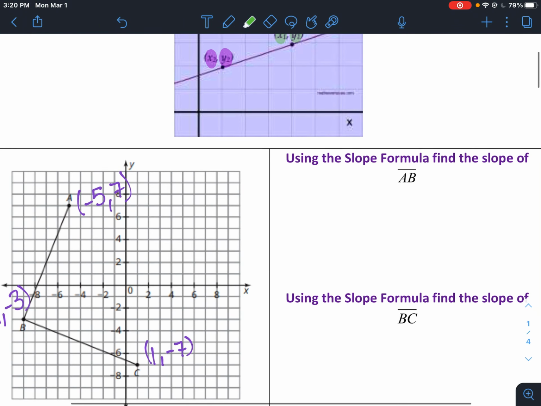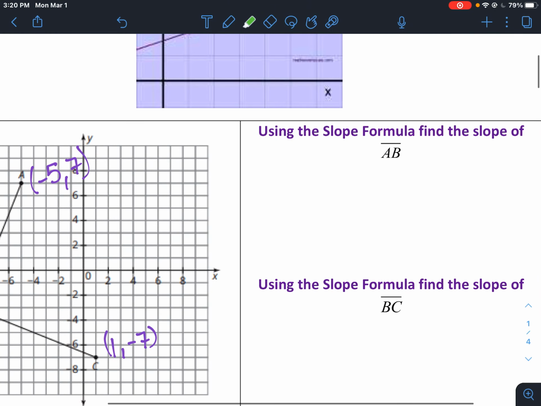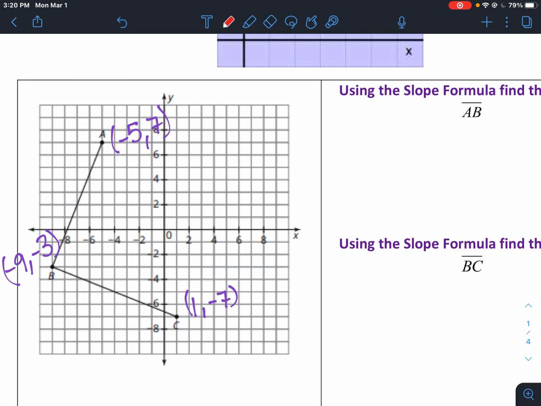So going over this first problem, we're going to use the picture given, and we're going to use the slope formula to find the slope of the line segment AB. I've already identified the coordinates of each point. Point A is -5, 7, and point B is -9, -3.